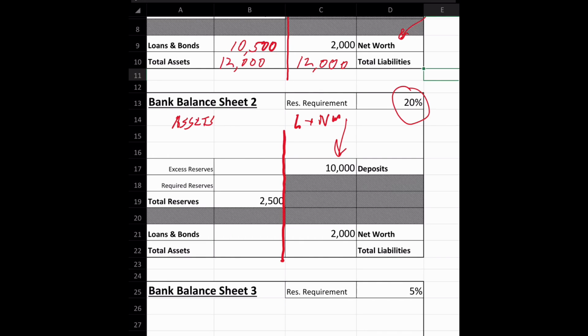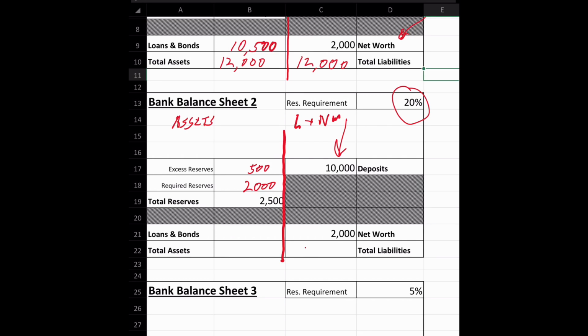Okay. So how much would we need in required reserves for this bank? $10,000 times 20%, or 10,000 times 0.2, is going to be $2,000. So how much would we have then in excess reserves? We'd have $500 in excess reserves.